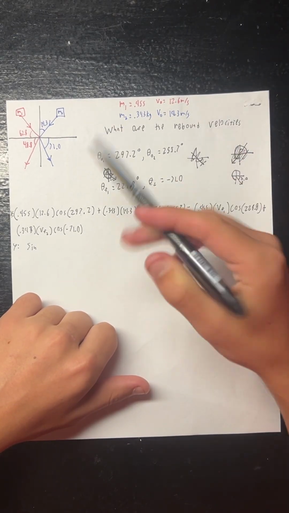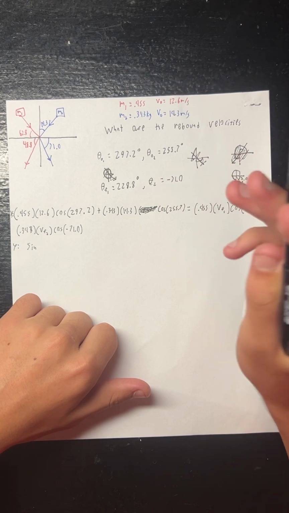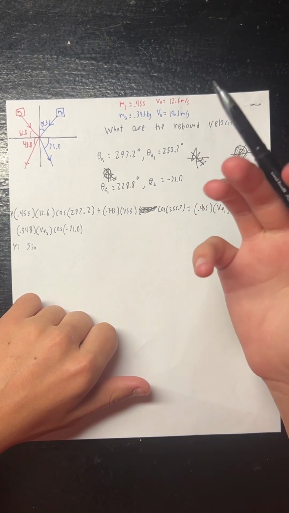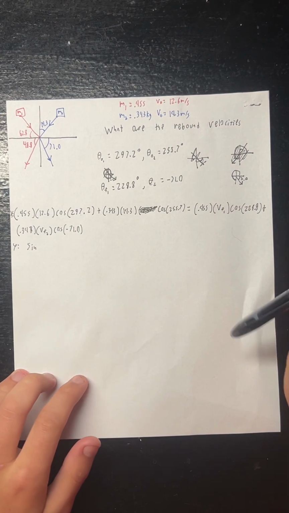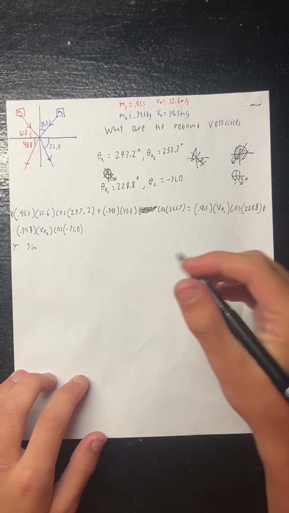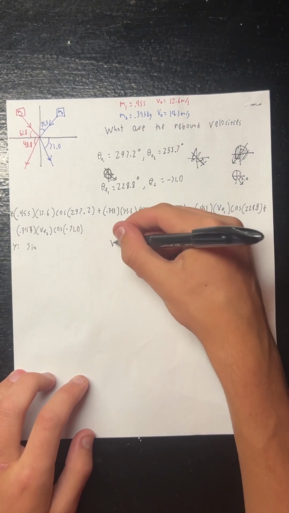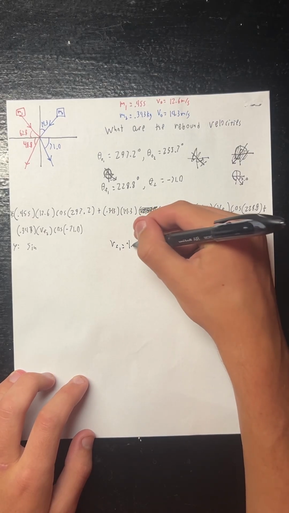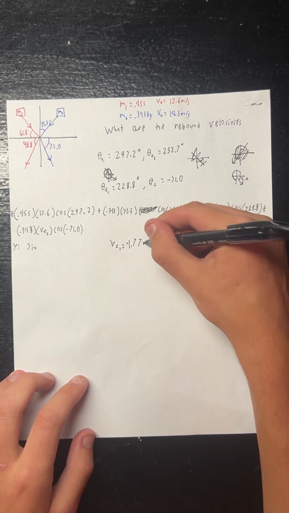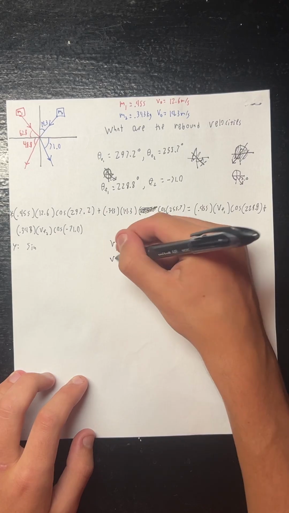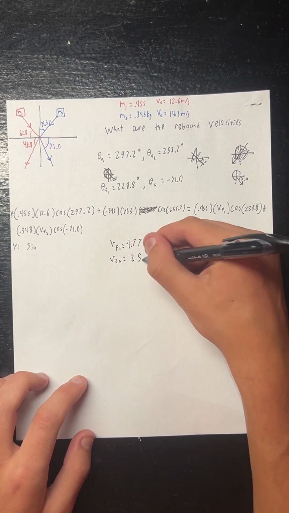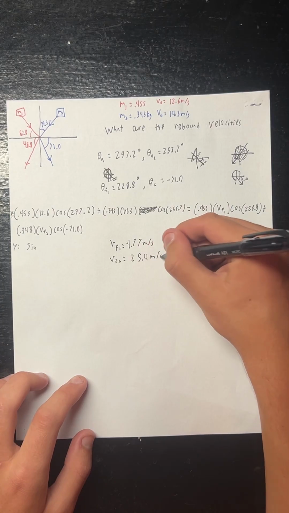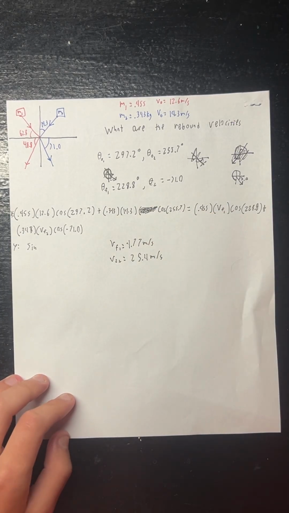But once you do that, you can set those two equations. You have two variables, two equations, and solve for both vf1 and vf2. And that is how to do the first one. And I think if you do this right, it should come out to vf1 equals 4.77 meters per second, and vf2 should come out to 25.4 meters per second. So that is how to do a question like that.